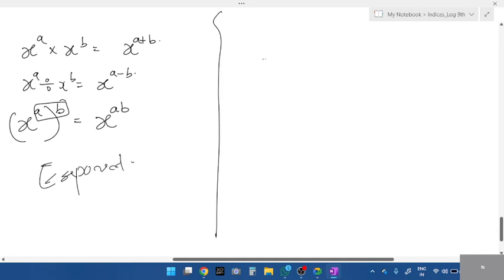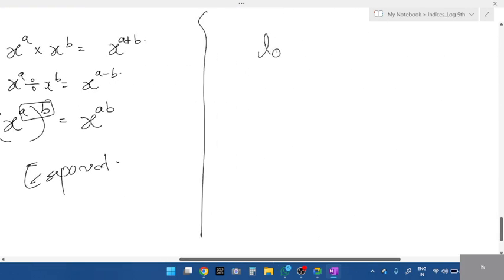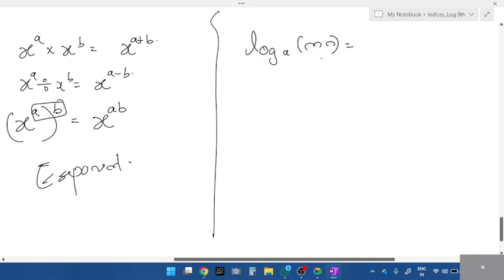Now coming to log formula. Log A of MN. How many variables are there inside the bracket? Two variables. Is it multiplied, added, or subtracted, or divided? Multiplied. So use the same concept. If it is multiplication, what do we do with powers? You add, right? In the same way, you add them. You write separately. Log a m plus log a n. Is it clear?